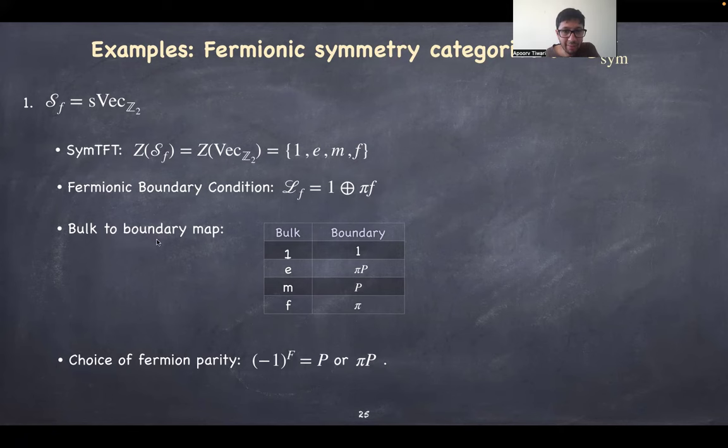So for the bulk to boundary map, I can declare M to end as some line P, and therefore E must end as pi P, because EM, or F, must end as pi, because pi F is condensed on the boundary. So the F line becomes a pi line on the boundary, M becomes a Z2, or order 2, line P, E becomes pi P. And then there's a choice of fermion parity where one could choose either P or pi P, which means that the projections of either M or E implement the fermion parity symmetry on the symmetry boundary.